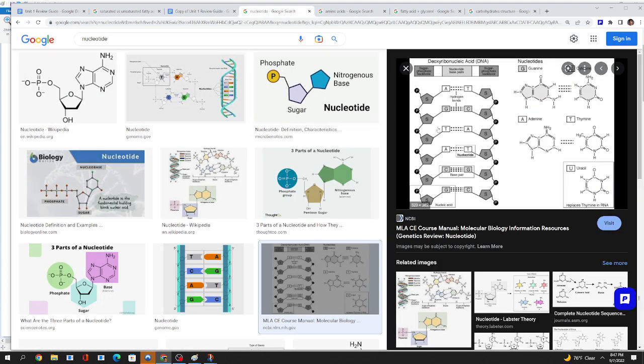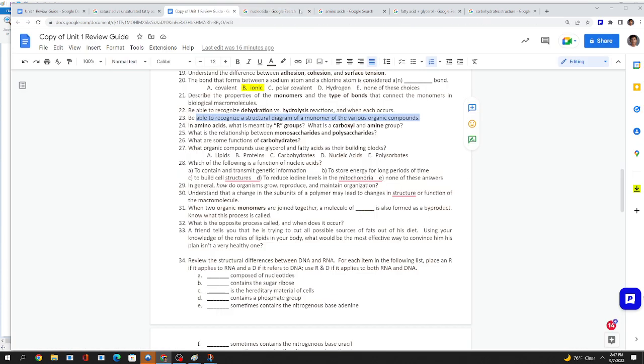Know what these are. Know what this looks like. That's basically what it's saying. In amino acids, what is meant by the R groups? What is the carboxyl and amine group? I kind of already described it.